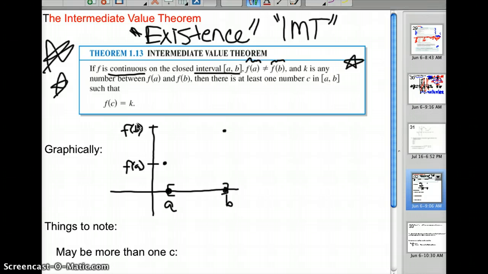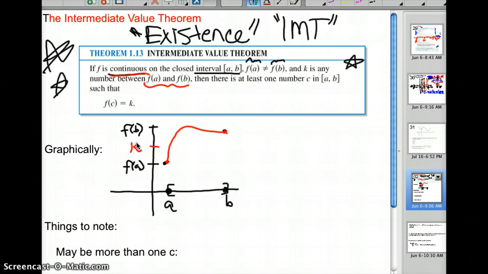And let's put f of b someplace else, maybe up here. So what I've got here is the point a, f of a, and b, f of b. And I've got a continuous function on that closed interval. So basically what that means is I'm going to connect them somehow without lifting my pencil. So maybe I'm just going to go like that. It says k is some number between f of a and f of b. I'm going to put it right here. Okay, some y value between those.